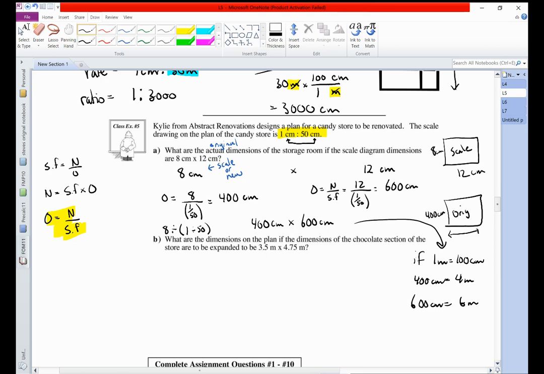I apologize for how messy my writing is. My pen is not super, it's a little bit too sensitive. So I've ordered a new pen. It's just on the way. It should be here hopefully tomorrow.